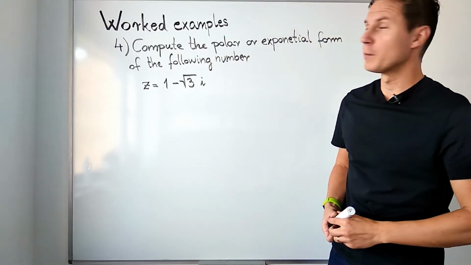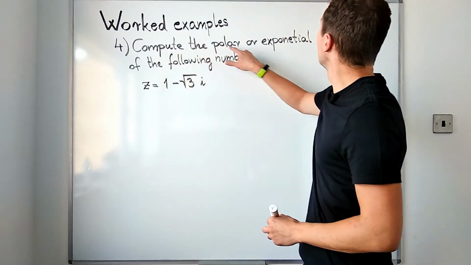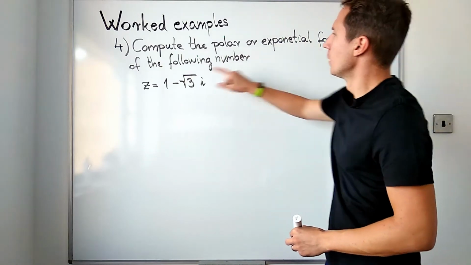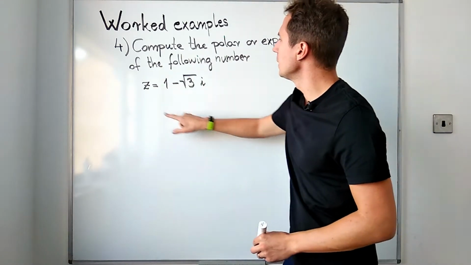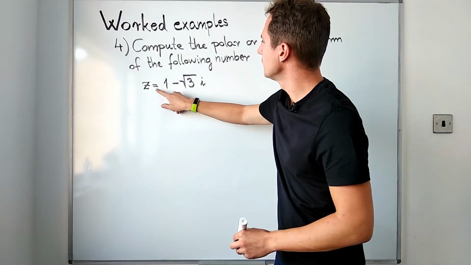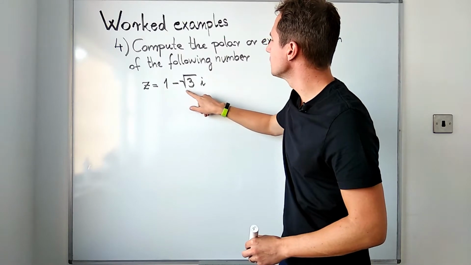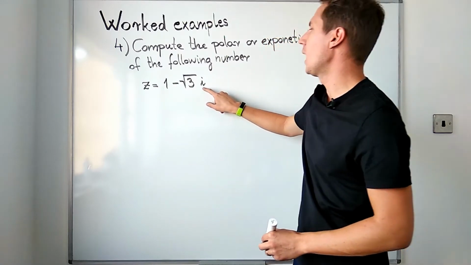Let's solve the following problem. Compute the polar or exponential form of the following number, and we have the complex number z that is equal to 1 minus root 3 times I.